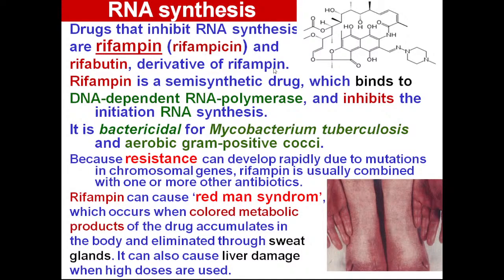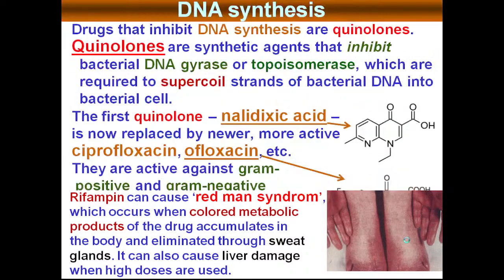Some drugs, like rifampin, affect RNA synthesis. It is a semi-synthetic drug that binds to DNA-dependent RNA polymerase and inhibits the initiation of RNA synthesis. As usual, it has some side effects. For example, rifampin typically causes red man syndrome, which occurs when colored metabolic products of the drug accumulate in the body and are eliminated through sweat glands. It can also cause liver damage when high doses are used.